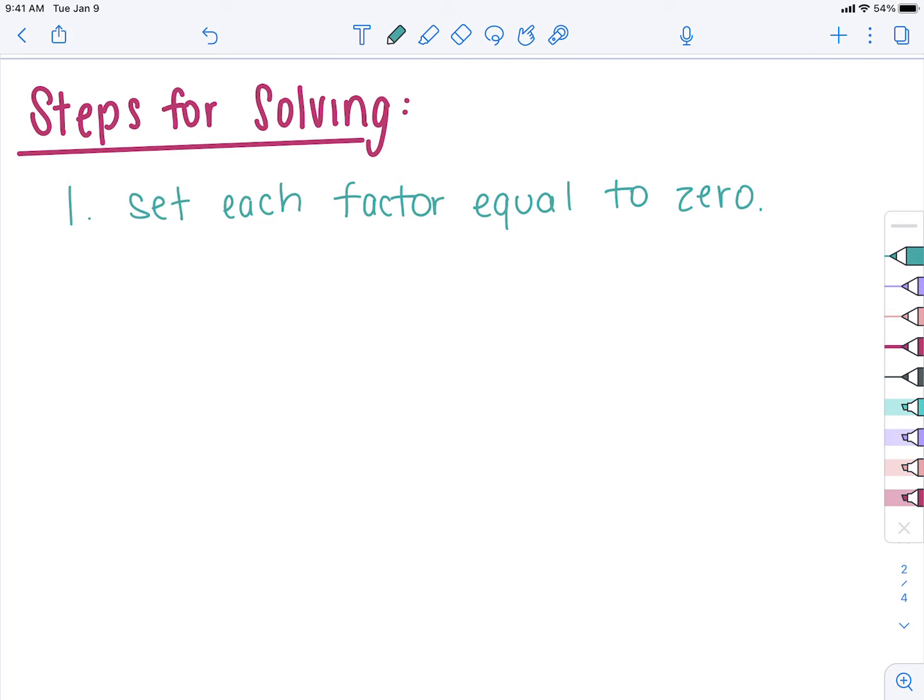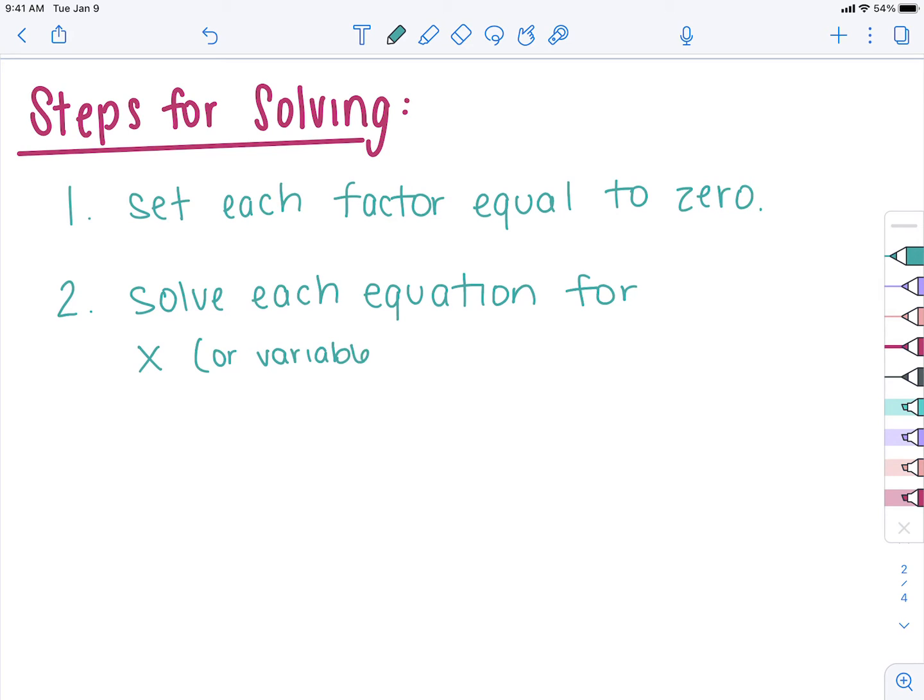So once we set them equal to 0, we're going to solve each equation for x or whatever variable, because we really can use any letter that we want. So we're just going to solve each of them separately, and then those will be our answers for these problems.